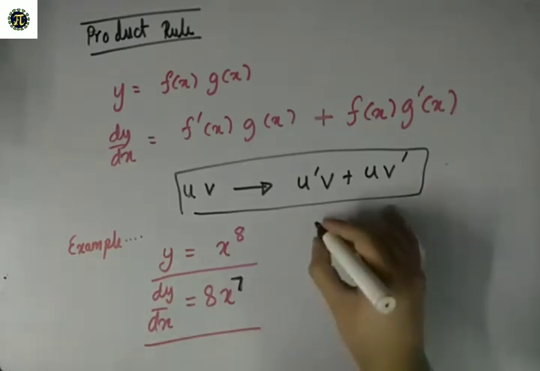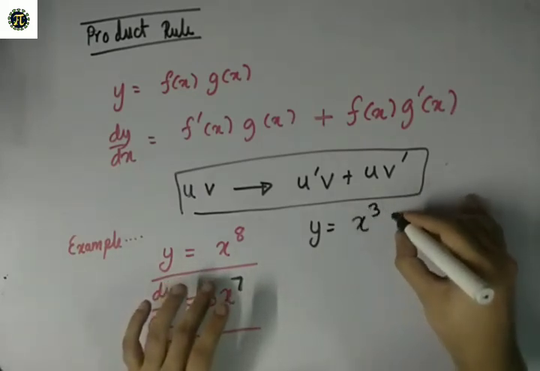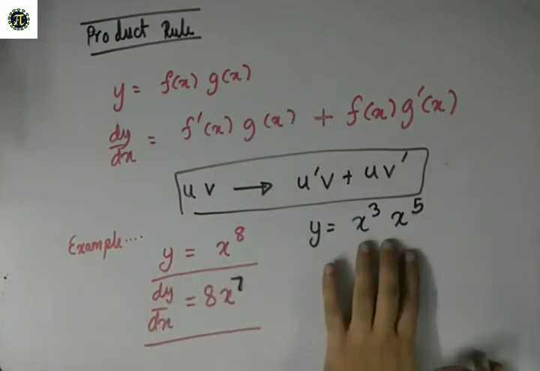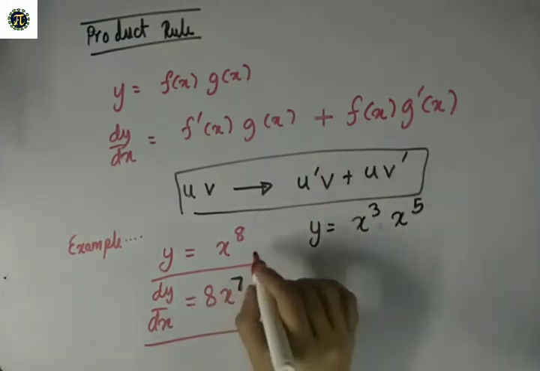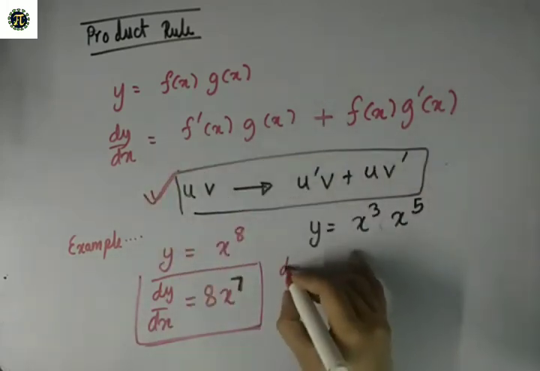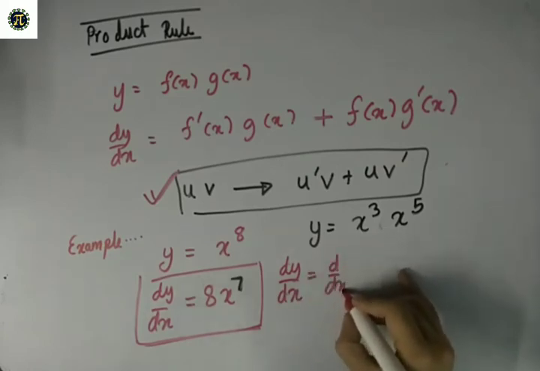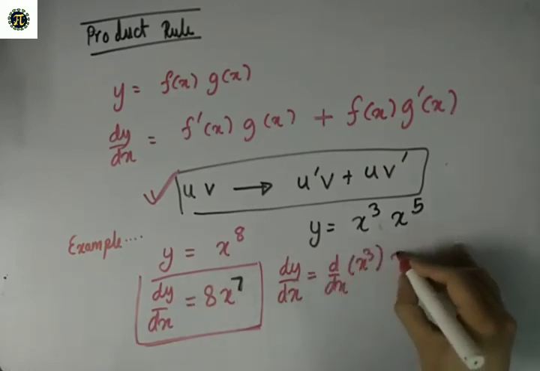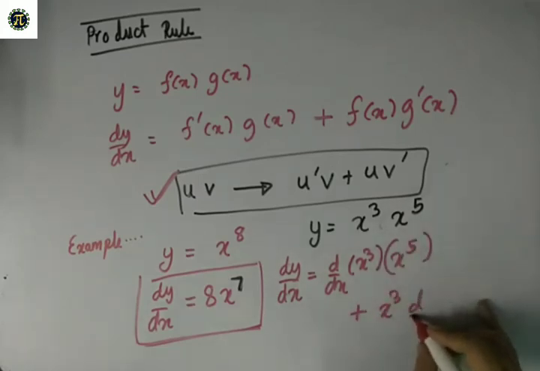And what I want to do is write x to the power 8 as a product of two functions. What do I mean by that? Maybe I can write x cube into x to the power 5, right? This is x to the power 8, and these two things are in a product, in multiplication. So let me apply this rule and check if I get the same answer. If I get the same answer, then I should believe this formula works, right? So dy by dx using the product rule will be d dx of the first function, that is x cube, into x to the power 5 remaining the same, plus x cube into d dx of x to the power 5, right?